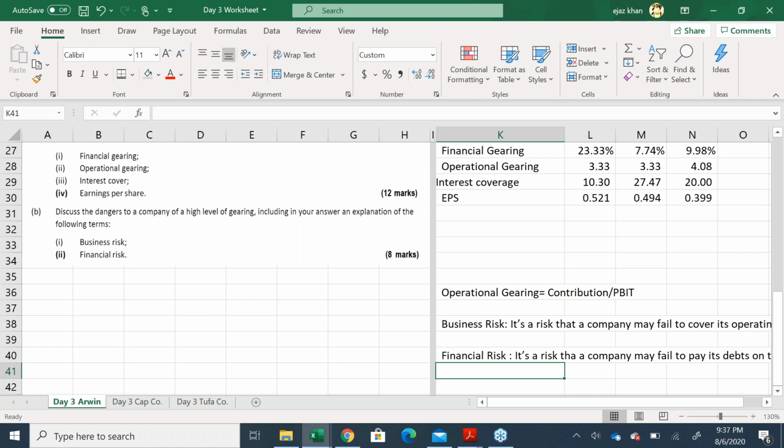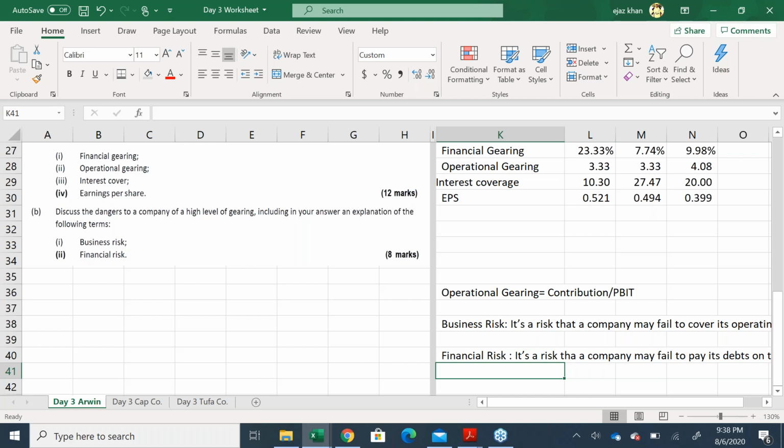So if a company has a higher level of operating gearing, in this company's case it's 3.33, we don't know whether it's a high level or low level. We have to look at industry statistics to see whether it's high gearing or not. But if it has a high level of operational gearing, it means it has a high level of business risk. It means that if the sales volumes are volatile and not constant, the company will have a high risk of making operating losses. So a company that has volatile sales volume cannot afford to have a high level of fixed cost. Its business risk will be so high.